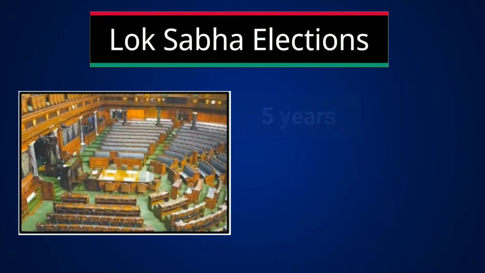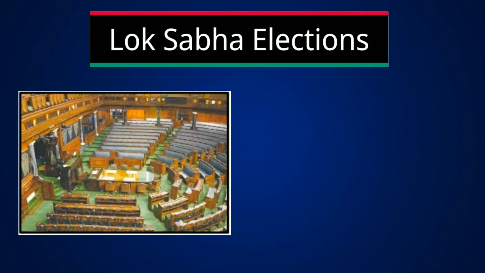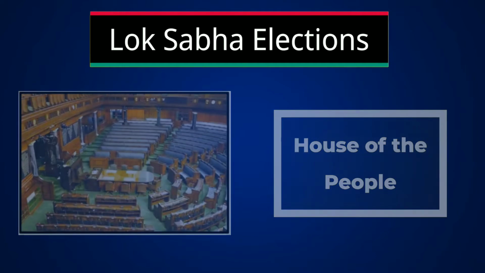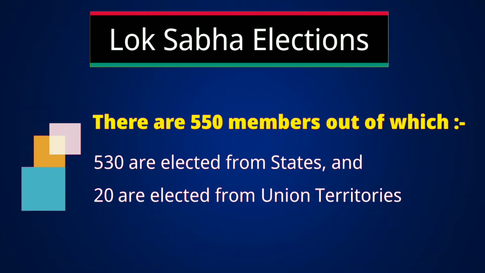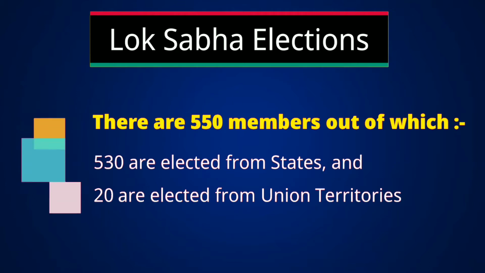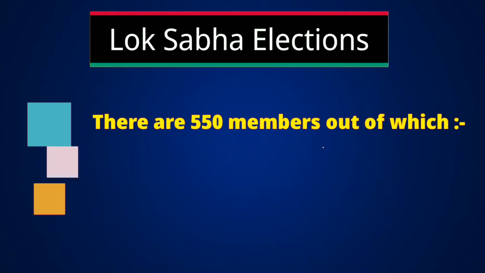The Lok Sabha elections happen once every 5 years, and people vote for their representatives and elect the members of the Lok Sabha. This means that the members of the Lok Sabha are directly elected by the people of India. This is why the Lok Sabha is called the House of the People. As I said at the beginning, there are 550 seats in the Lok Sabha. Out of these, 530 members are elected from the states and 20 members are elected from the union territories.